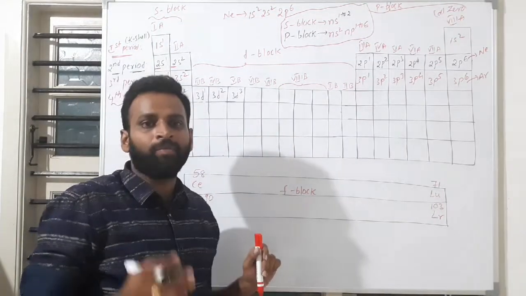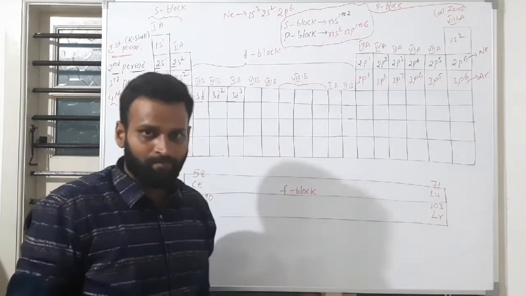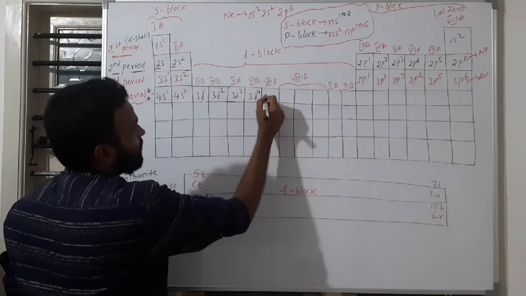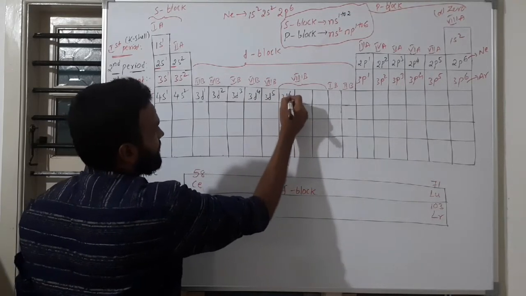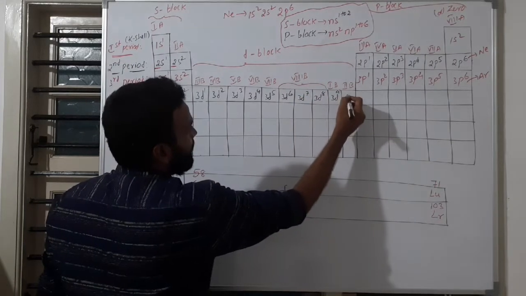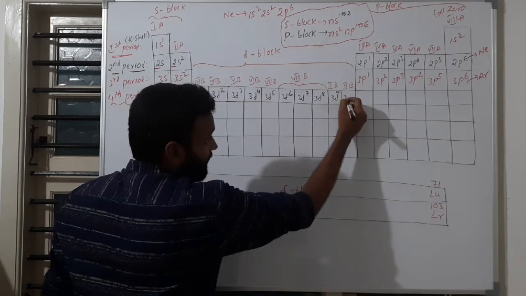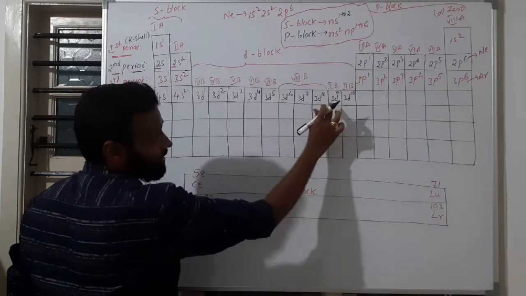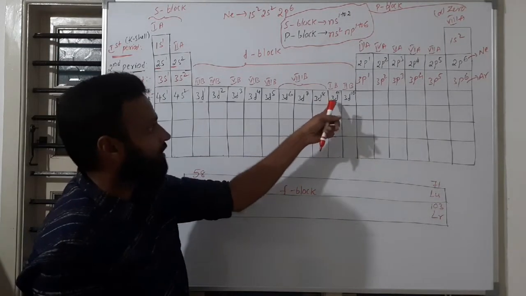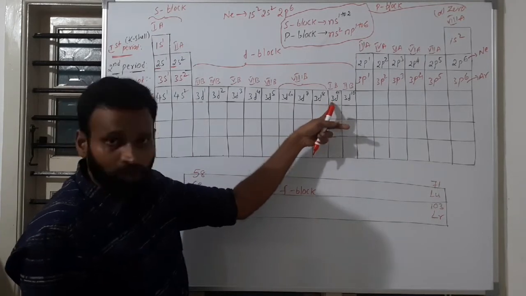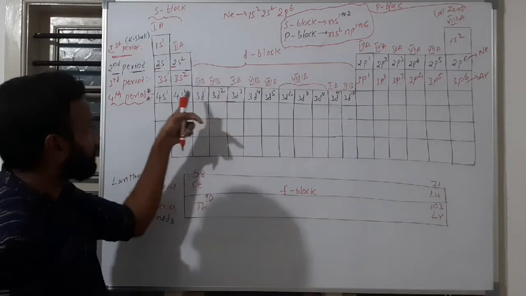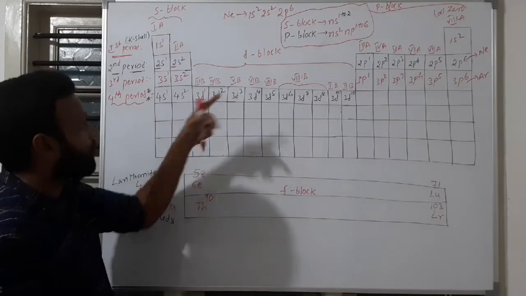Just observe the diagram which I gave in our previous class. 3d1, 3d2, 3d3, 3d4, 3d5, 3d6, 3d7, 3d8, 3d9 and here you have 3d10. Of course, here is the exceptional configuration 4s1 3d10 I told you. Here you have copper. Copper configuration I told you. Here 4s2 3d1, 4s2 3d2, 4s2 3d3. This is the element configuration if you want.